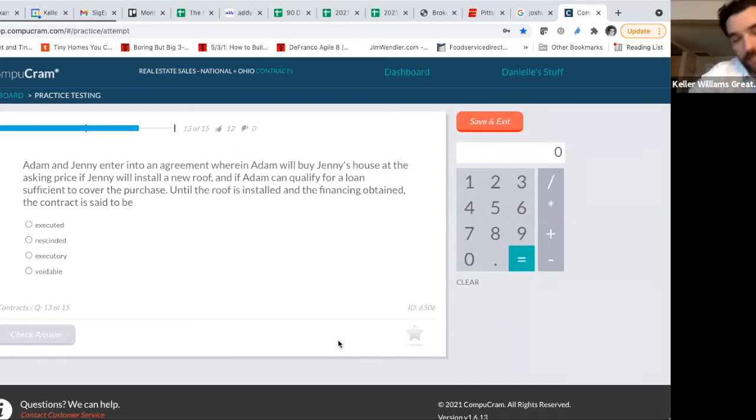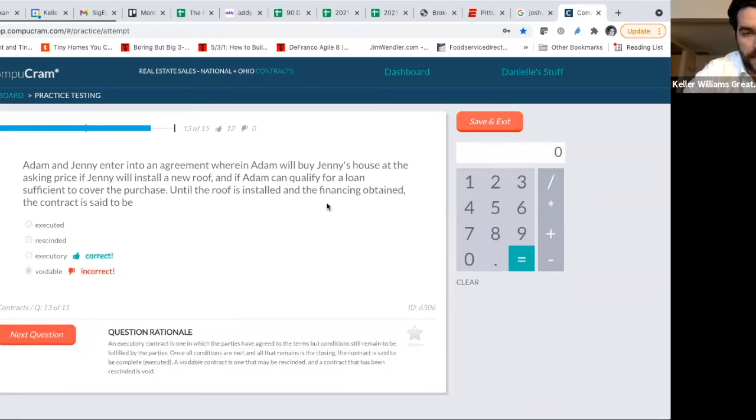All right, I see a few D's in the chat box here. Anyone else want to venture a guess, or it's okay to say I don't know? Well, if we think it's D, it's actually going to be executory. An executory contract is one in which everyone's agreed to the terms and conditions, but the conditions have not yet been met.